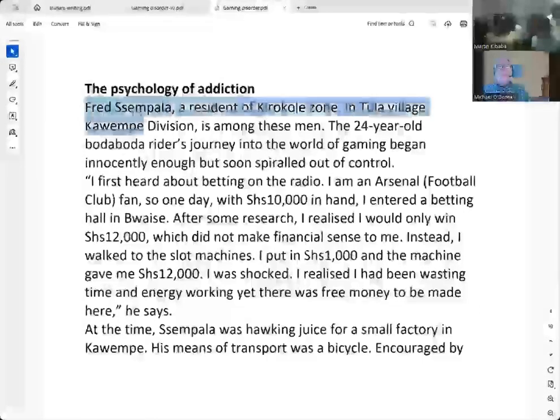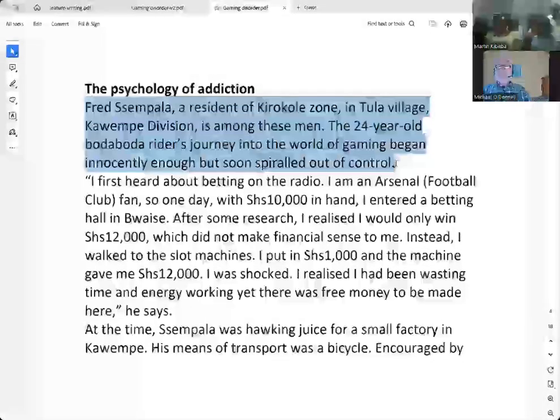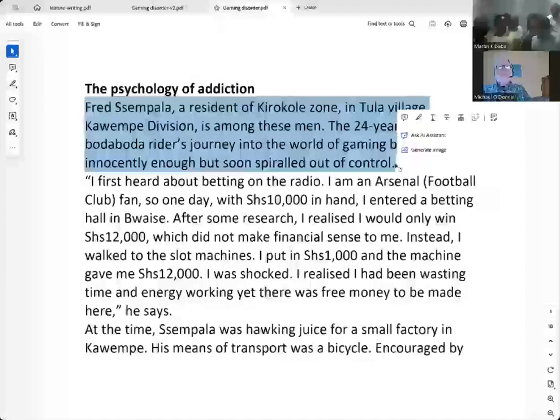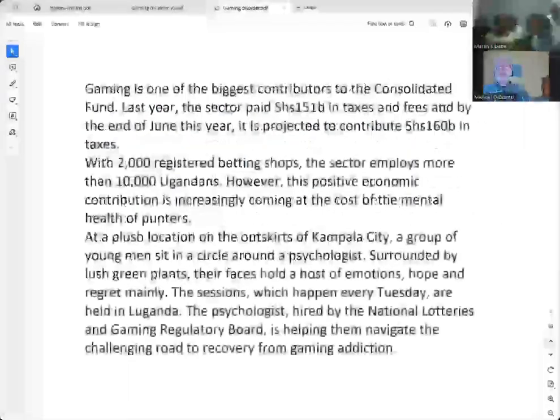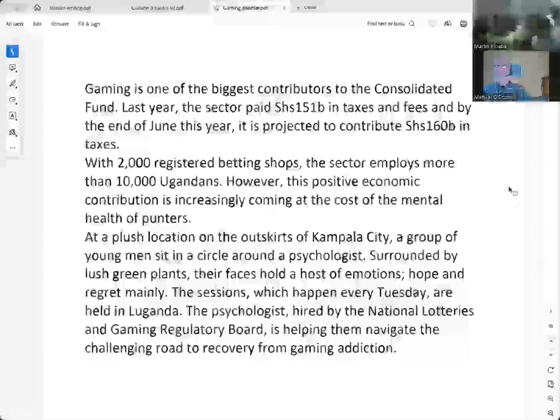Okay, all right. So then we go down, and young men peer into this, and then we get to this young man, Fred Sasampala, but soon spiraled out of control. So right here, I am seeing what I call a buried lead. You know, like you bury a body. They bury the lead, the thing that really is going to catch interest, and he starts with background information.